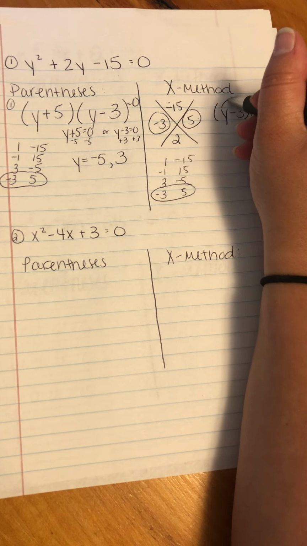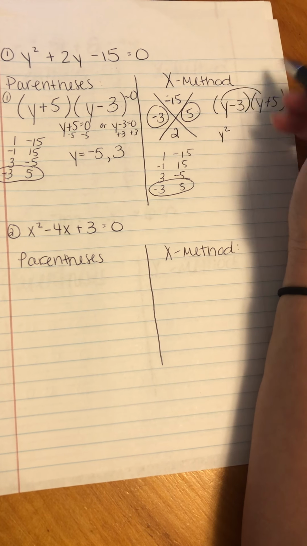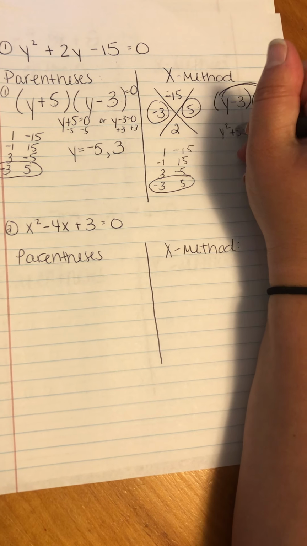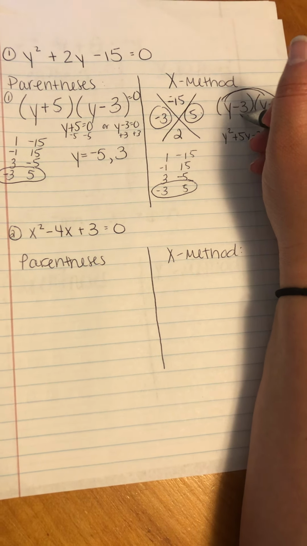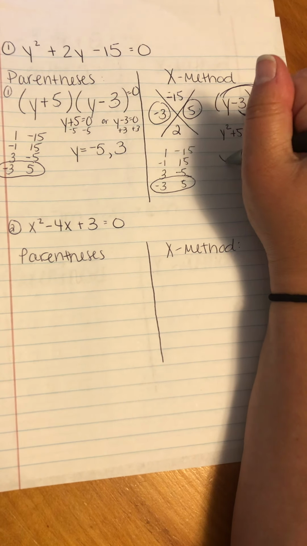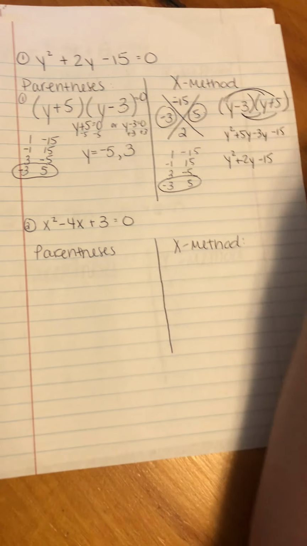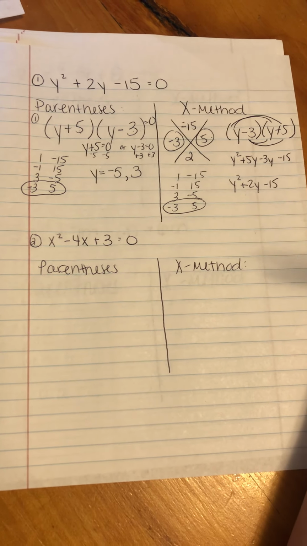So y, we do our first times our first. y times y gives us y squared. Our outer terms, the y times 5, give me plus 5y. Our inner terms are negative 3y. And our last terms are negative 15. If I simplify this all together, we're going to get y squared plus 2y minus 15, which means we did something right. We have the same exact trinomial again.